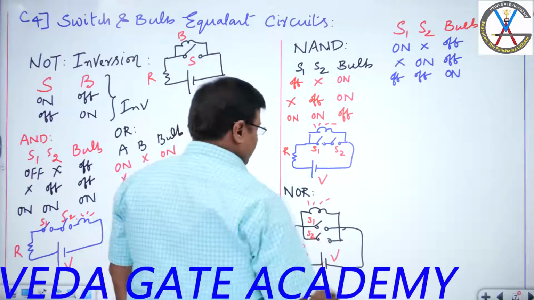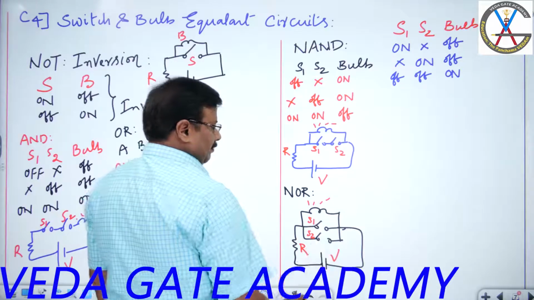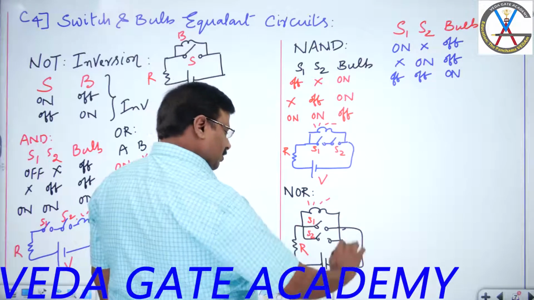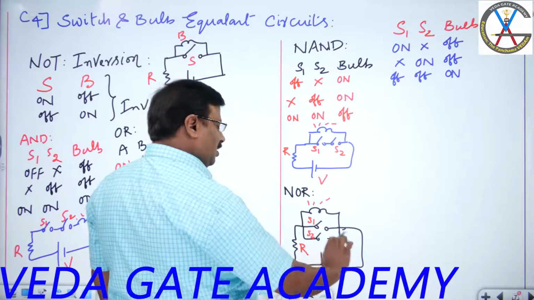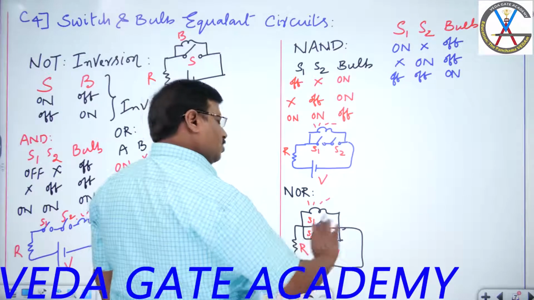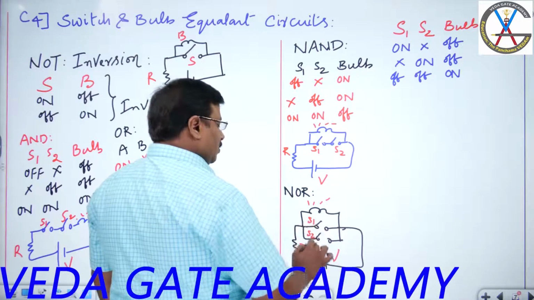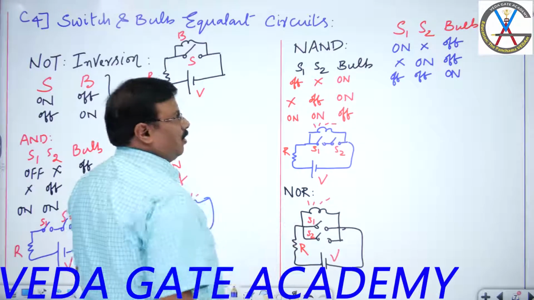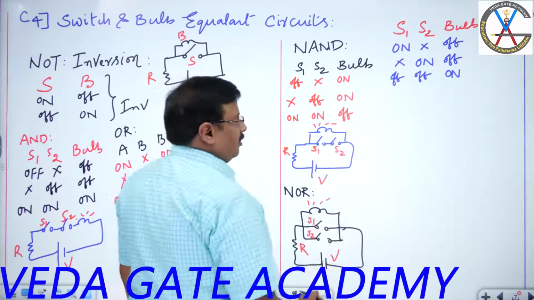You could observe, here all are in parallel, right? Switch 1 is on, the power bypasses. Switch 2 on, power bypasses. Both are on, the power bypasses. Only when both are off, the power goes like this and the bulb will glow. That is how the relation of NOR works.